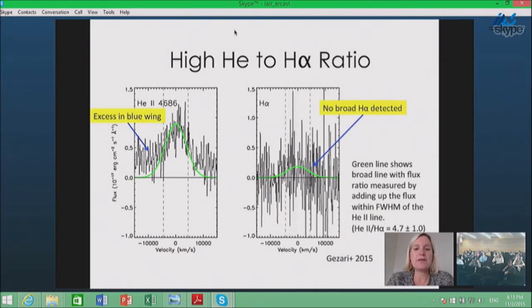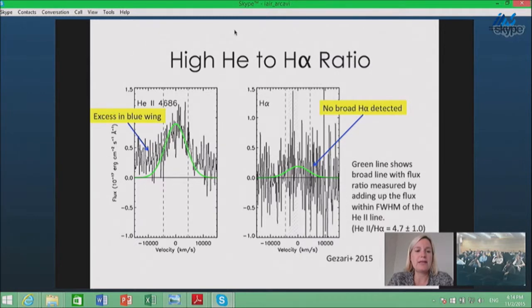So I just wanted to focus a little bit more on these helium lines, because one of the most surprising things about the spectrum is not so much that we detect helium, but that we don't detect H-alpha. Shown on the left is the broad helium line with a full width half max of 9,000 or so kilometers per second. I'm showing the Gaussian fit to that line in green, and the dashed lines show the full width half max of the line in velocity space.